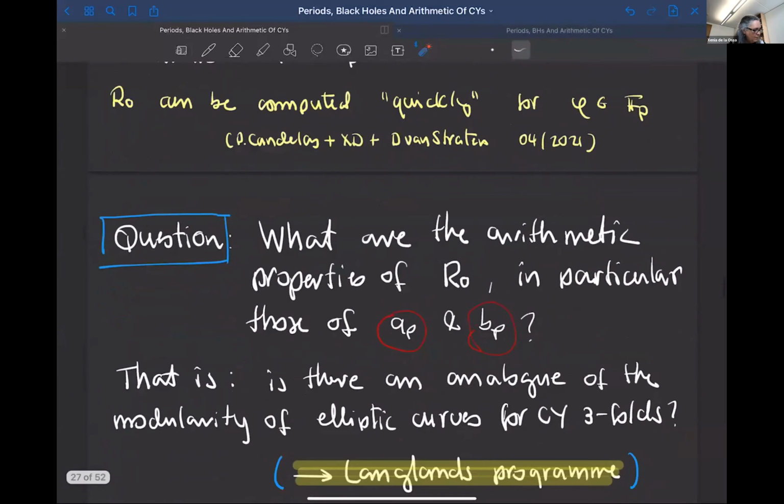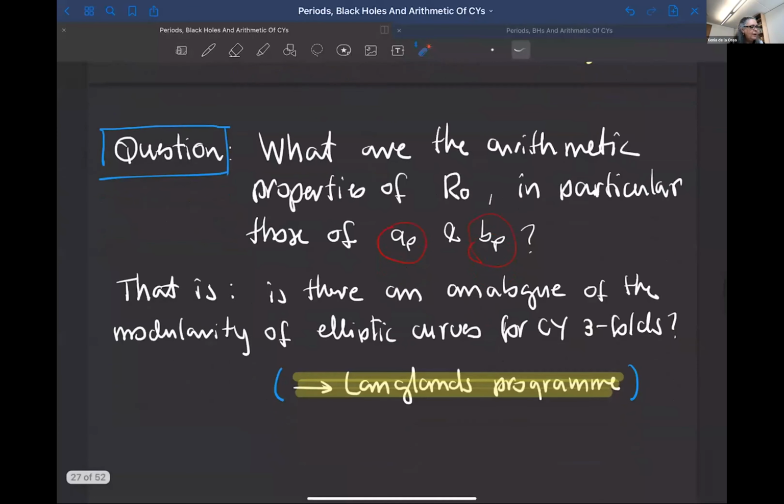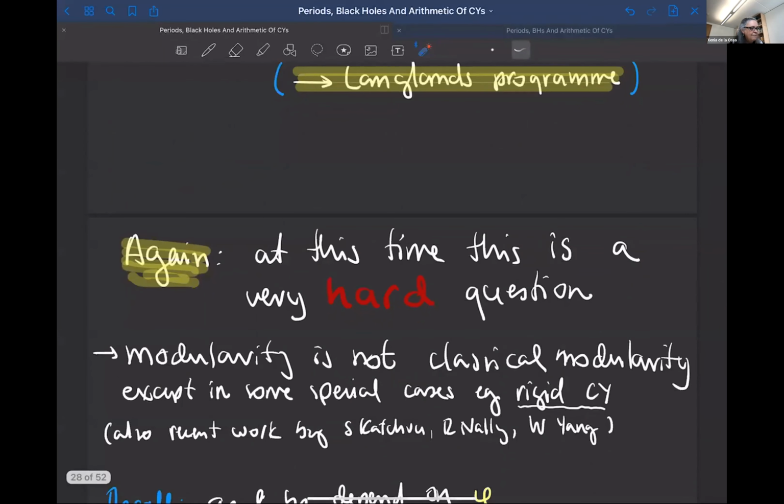So question number one: what are the arithmetic properties of R0? We can ask questions analogous to those that were asked for elliptic curves, in particular about these coefficients A and B. Is there an analog of the modularity of elliptic curves for Calabi-Yau threefolds? Here you are throwing yourself into the realm of the Langlands problem. So these are, at this time, very, very hard questions.